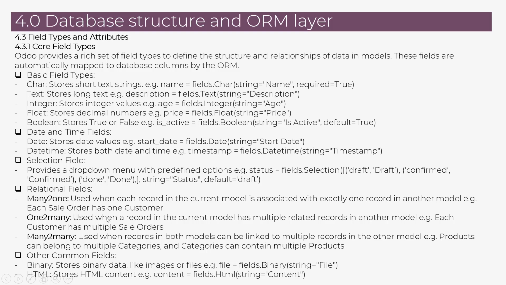For the one-to-many, this is used when a record in the current model has multiple related records in another model, e.g. the customer has multiple sales orders. So in the customer table, for a customer who has several sales orders, the sales order ID will be a one-to-many field. For the many-to-many, this is used when records in both models can be linked to multiple records in another model, e.g. products can belong to multiple categories and categories can contain multiple products. Also, other common fields are the binary and the HTML.